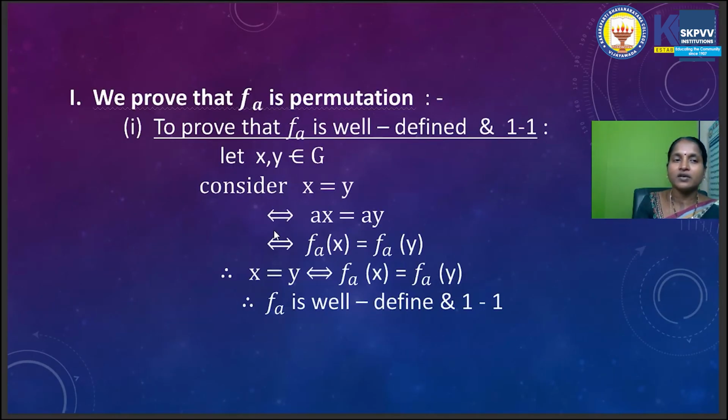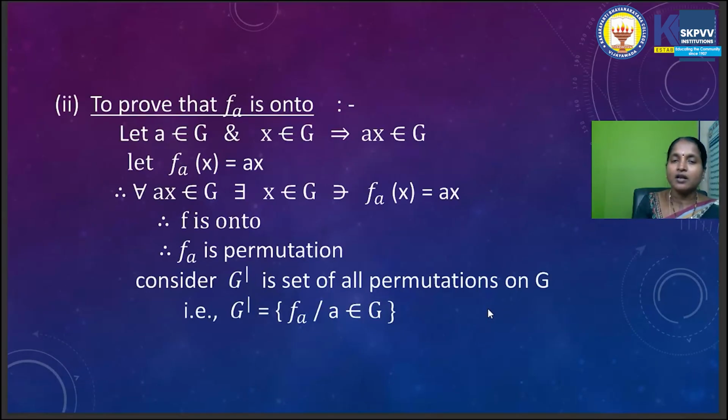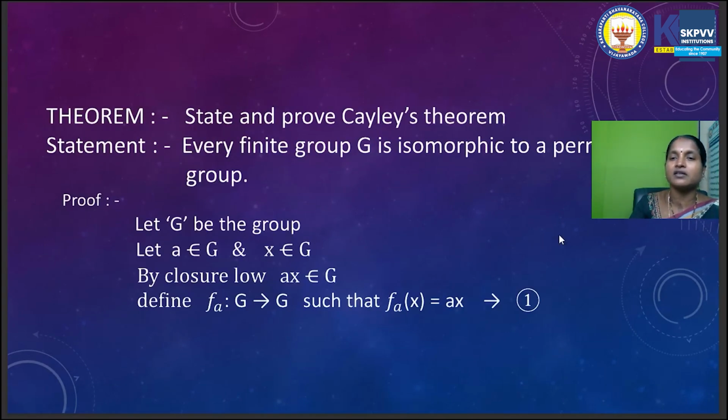In case 1 we can prove that fa is well defined and 1-1. Now you can prove that fa is onto. So finally fa is 1-1, well defined and onto, so you can say that fa is a permutation. In the theorem statement, we can prove three parts. First one is permutation, second one is permutation group, third one is isomorphism.